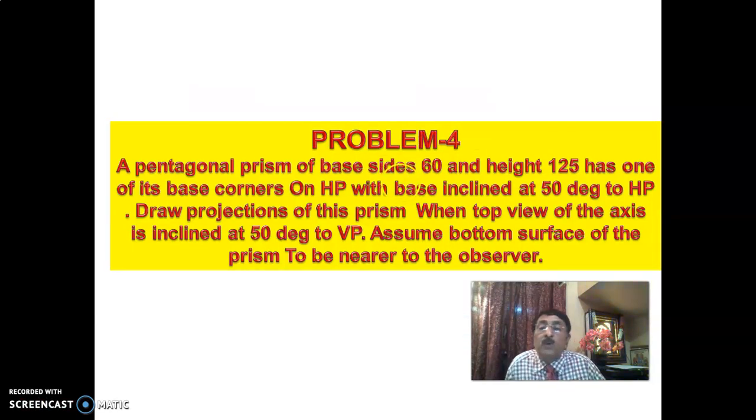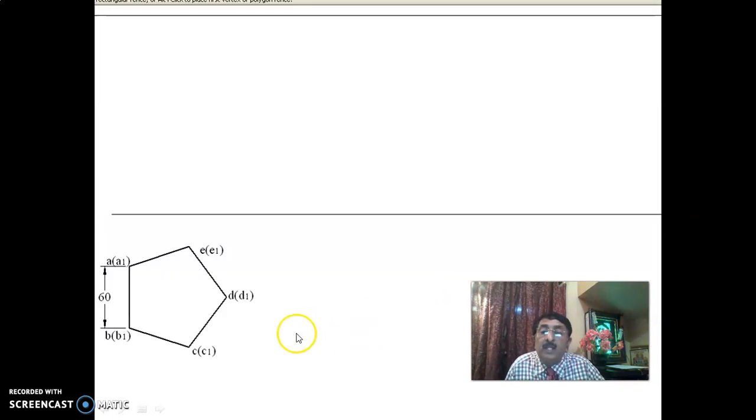Okay, now problem 4, it says a pentagonal prism of base side 60 and height 125 has one of its base corners on HP. That means corner is on HP with base inclined at 50 degrees to HP. Draw projections of this prism when top view of the axis is inclined at 50 degrees to VP. Assume bottom surface of the prism to be nearer to the observer. But whatever it is, you see here.